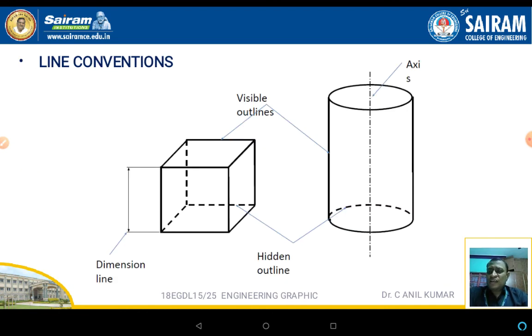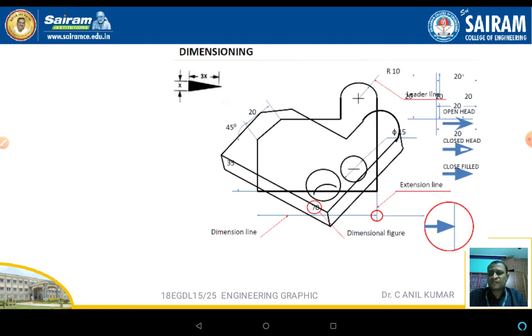Now coming to the line conventions, here there are two drawings. One is with respect to the cube, the other is with respect to the cylinder. The outer part is represented by a dark line. The inner part is represented by a dotted line because of the hidden edges, also called the invisible edges. The axis is represented by means of a dash and a dot. Here we have three different types of line: a continuous line, a dotted line, and a dash and dot line, which represents the axis.